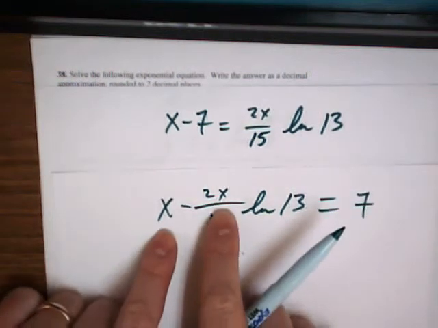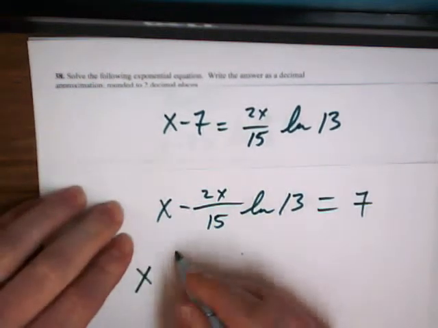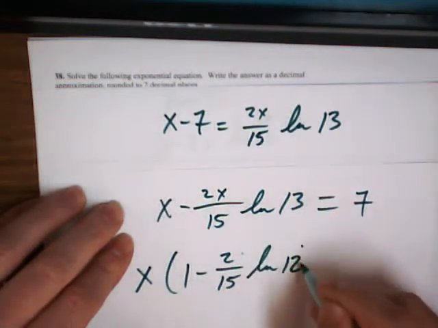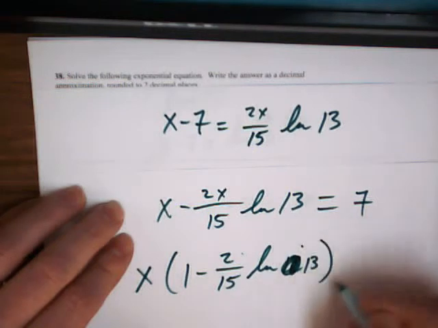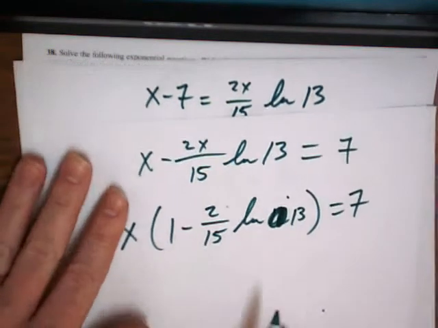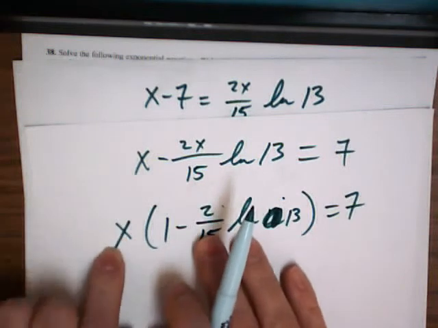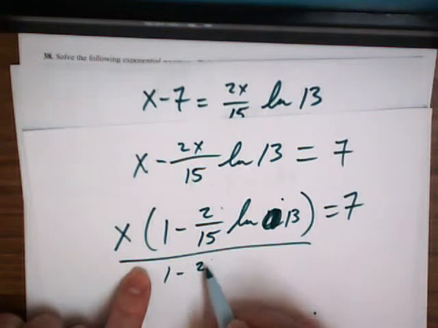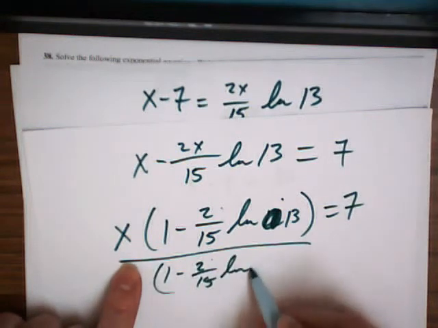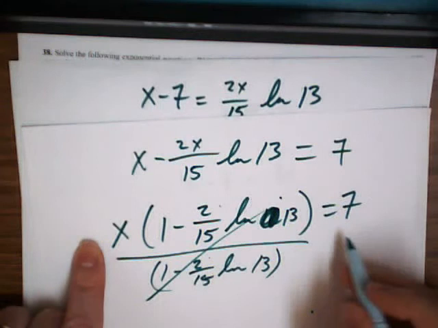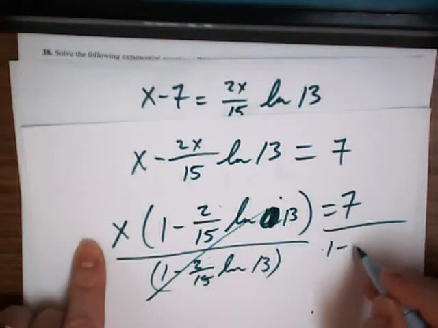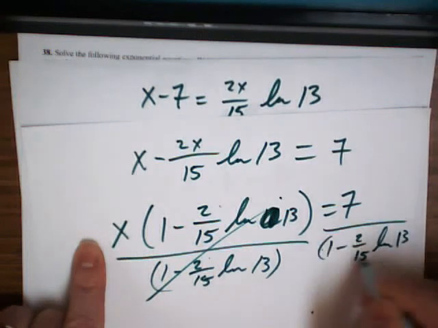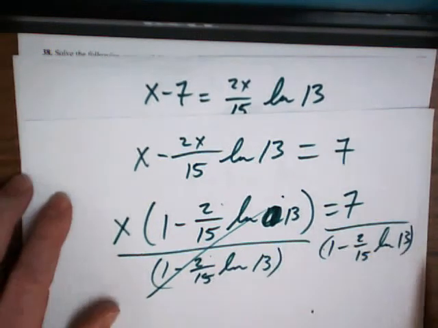Now I'm going to factor out an x, so I don't have any more x's mixed up with this. And now this right here is just a number. It's being multiplied by x. So if you're doing that, you can divide it out. That's what your x value is.